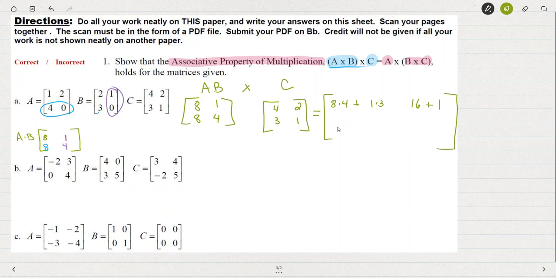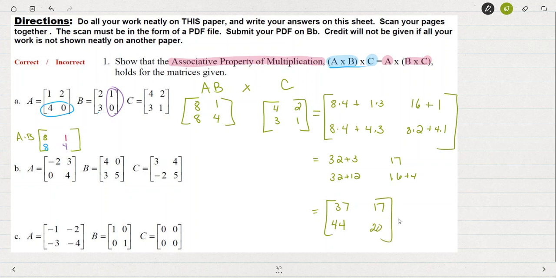And down here this was row 2, column 1. So from the first matrix, I use row 2. 8 times 4, 4 times 3, and then row 2, column 2, so 8 times 2 and 4 times 1. So that's going to yield a 32 plus 3, a 16 plus 1, 32 plus 12, 16 plus 4, or in other words, a 37, 44, 17, and 20. And there we go. That's our A times B multiplied by C.